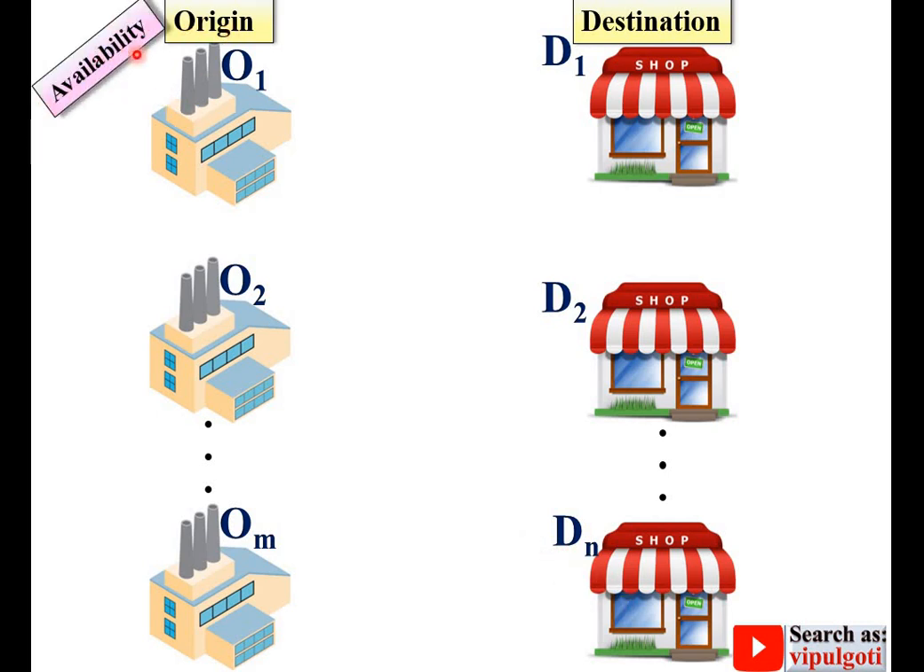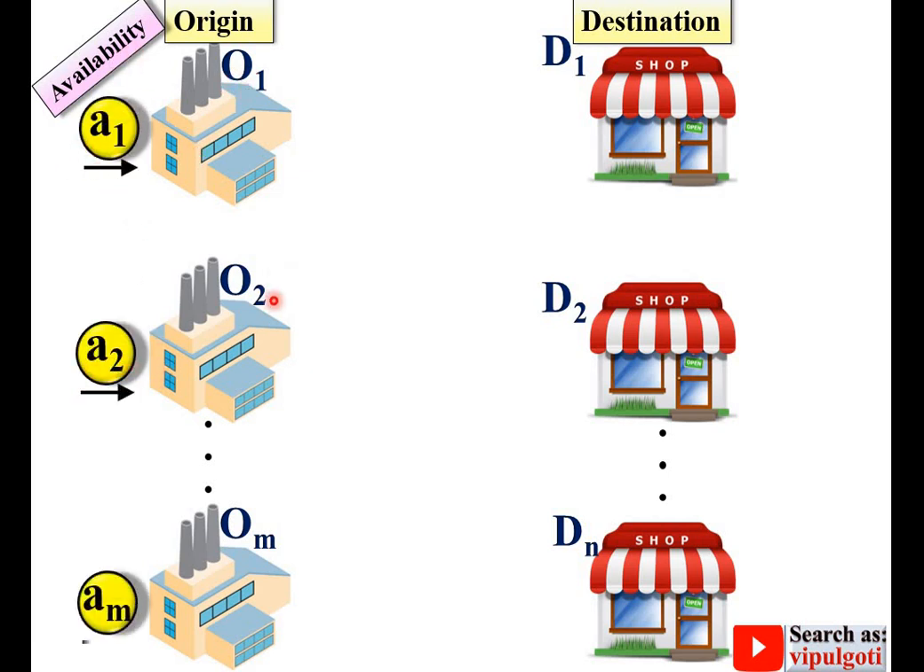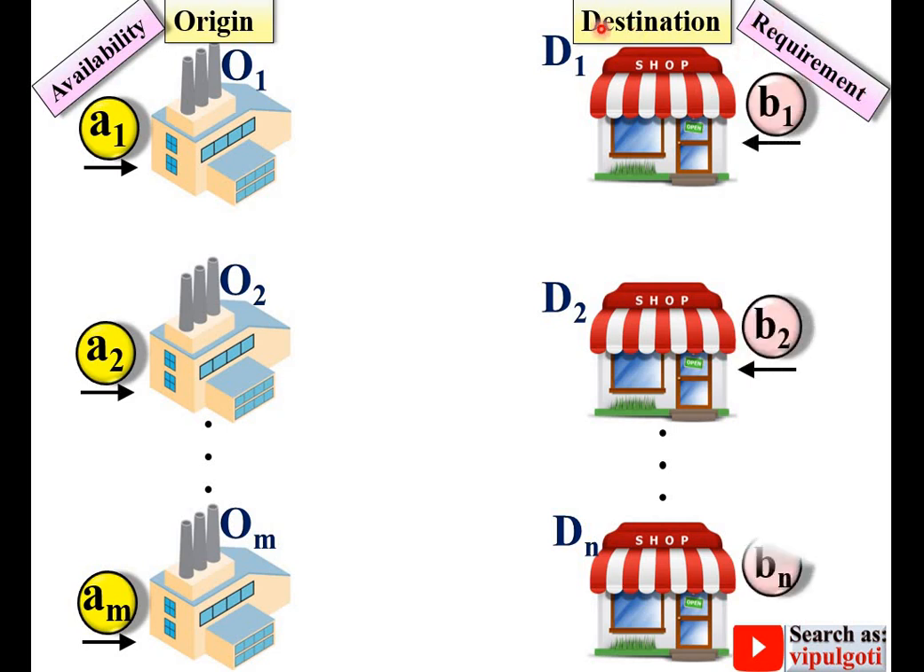Let's say the availability or the capacity of the origin O1 is A1, and similarly A2 for the O2 and AM for the OM. Similarly, the requirement at the destination D1 is B1. Similarly, at destination D2 is B2, and so at Dn is Bn.